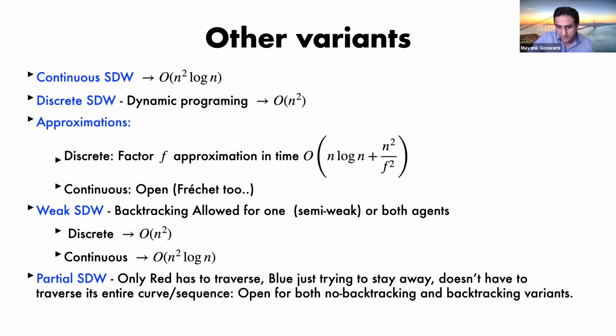One thing that we don't know how to solve is this version of partial social distancing width, where one agent has to traverse the curve. The other agent can only do bits and pieces of the curve. And you're trying to maximize the total length of the other agent's pieces that are matched to the first curve. So this is a setting that we haven't looked at in detail yet, and so this one is still open. I think it was only recently solved for the Fréchet.